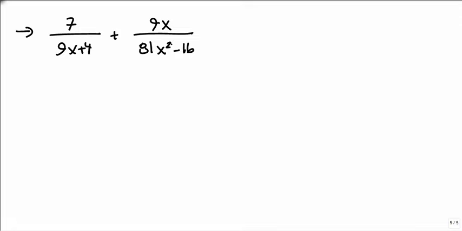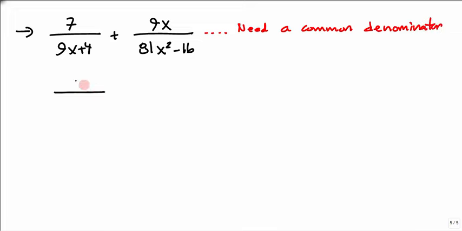Okay, so to get started, we don't have a common denominator. We need a common denominator. So what we'll want to do is to factor and then compare what we already have, and based on what we already have, we'll try and come up with that common denominator.